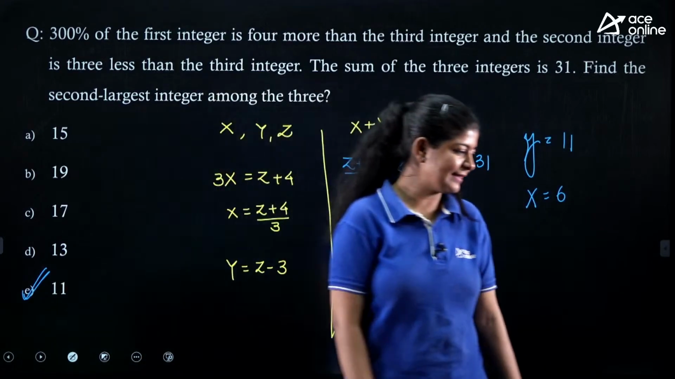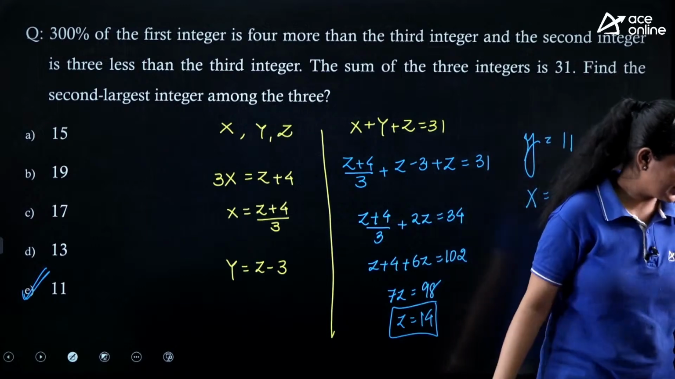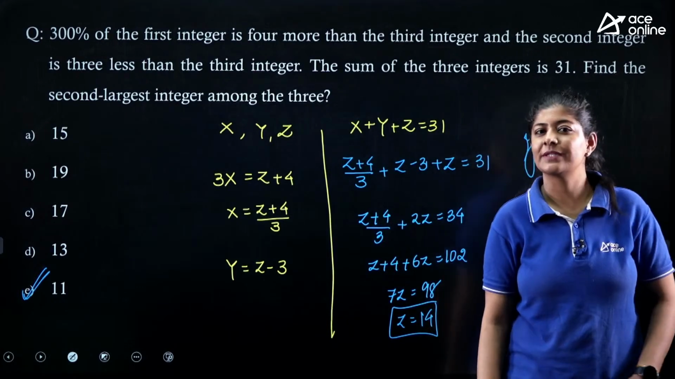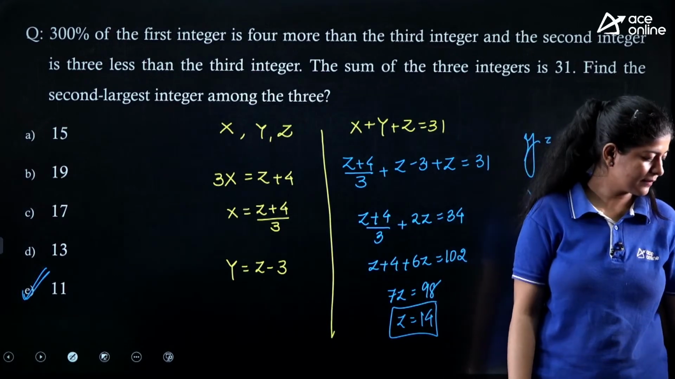Option number E is the correct one. So very easy, right? Next.